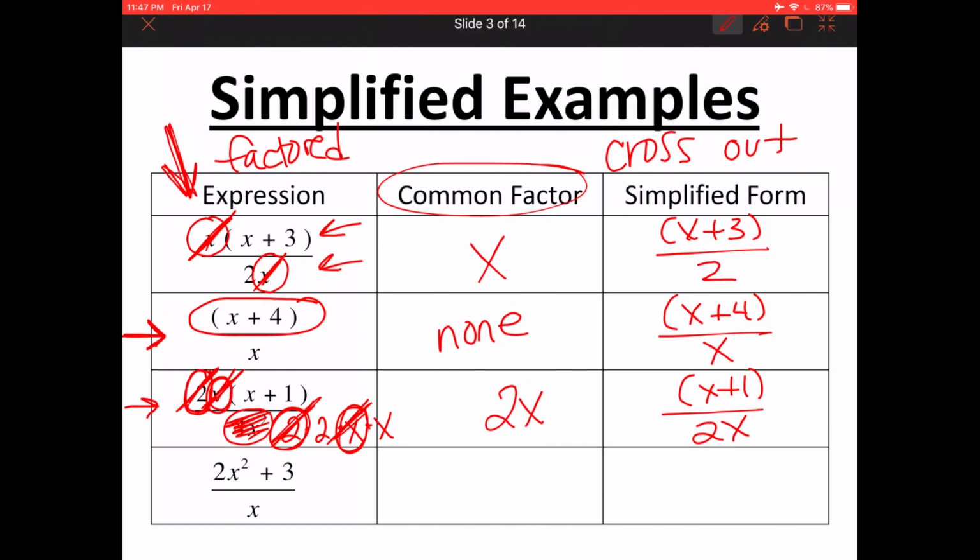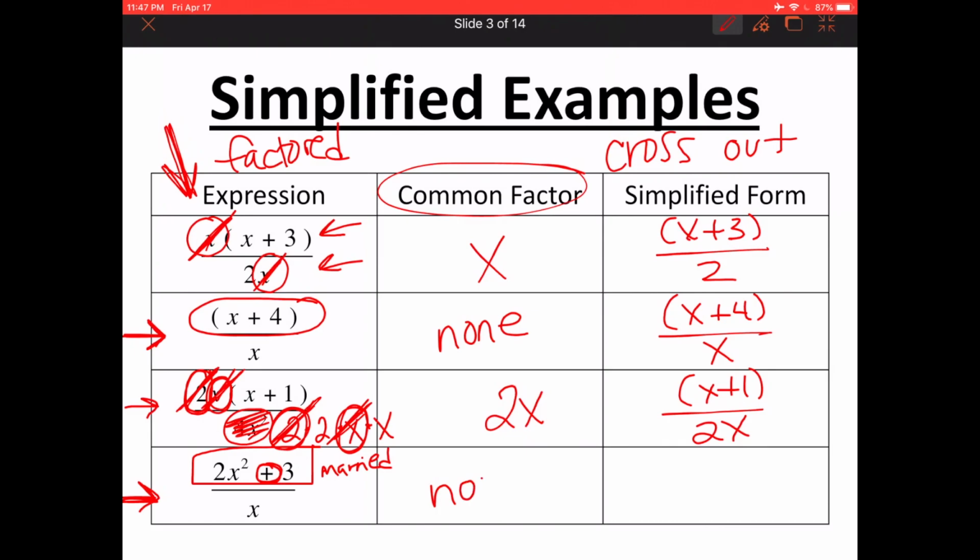All right, guys? Now let's look at my fourth example here, 2x squared plus 3 over x. Remember, please, whenever we have that plus, these terms are married together. They cannot be separated.